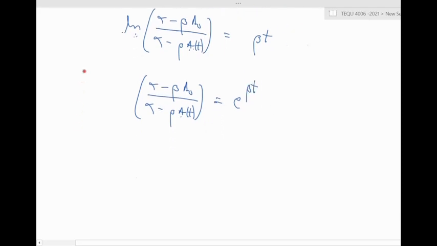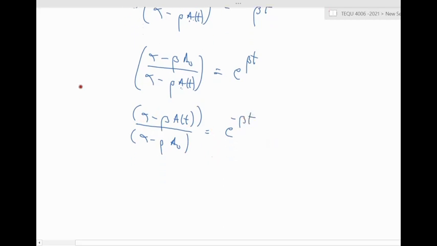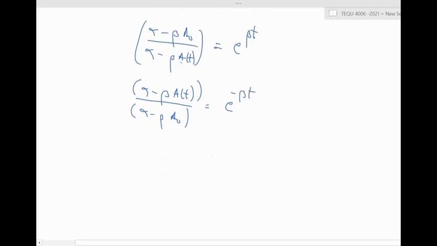Now, A is down here. How about if I take the reciprocal of this? That would be alpha minus beta A over alpha minus beta A0 equal e to the minus beta t. We are a baby step from getting the answer finally.